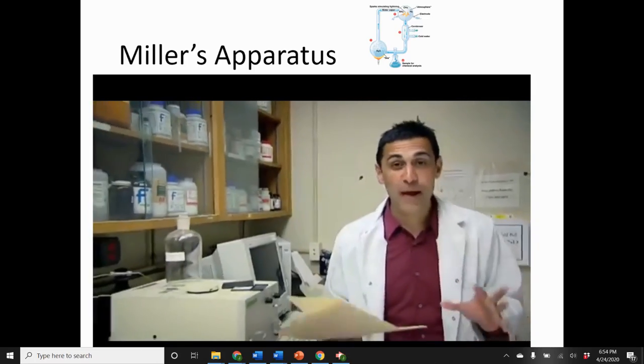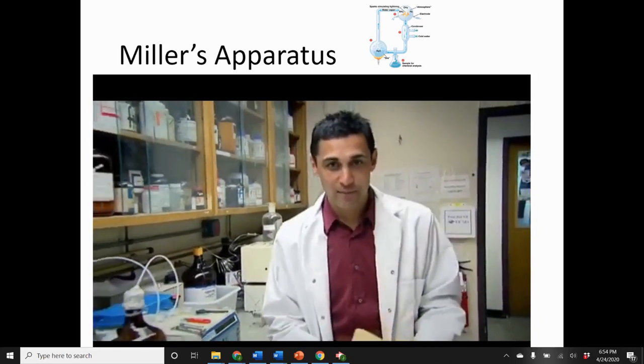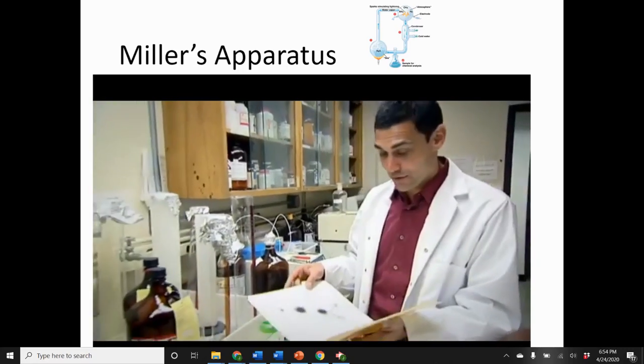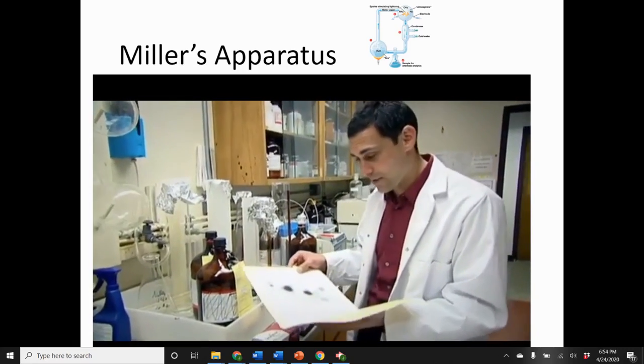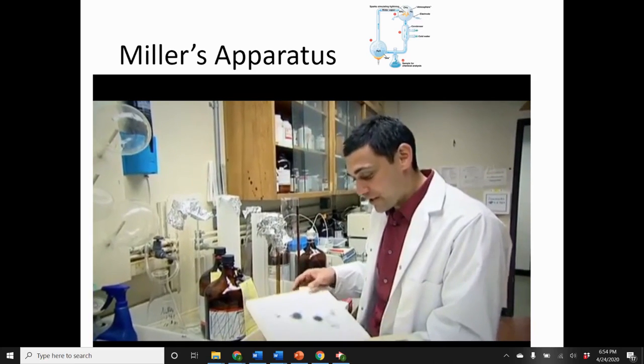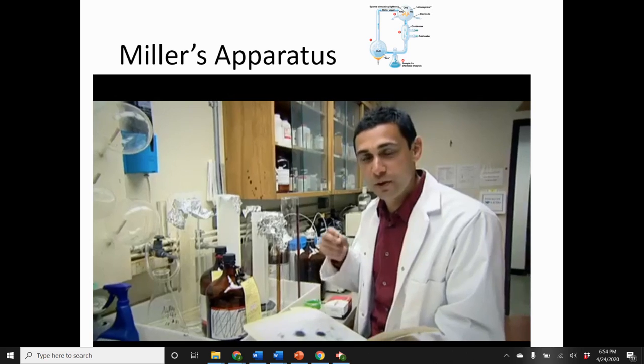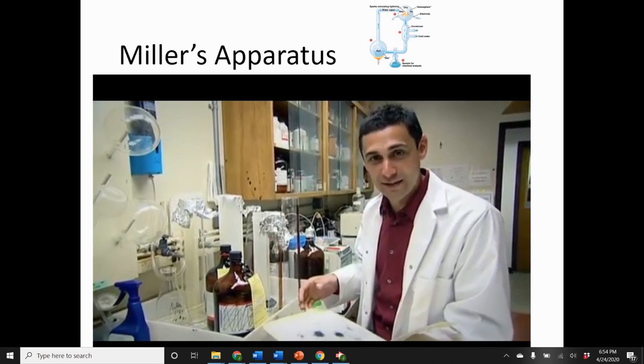Using a technique called paper chromatography, Miller analyzed the contents of the flask. And this is a copy of the actual results. Now, it may not look like much, but to Miller, it was absolutely sensational, because each one of these blobs is the chemical signature of a molecule called an amino acid.